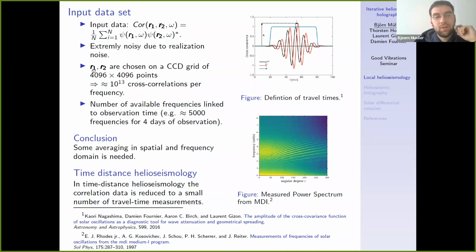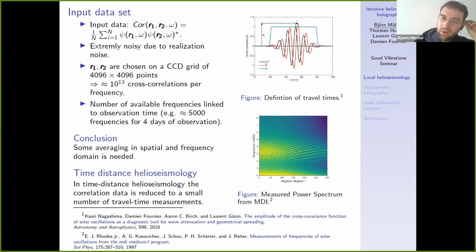So if we have data on a CCD grid with 4K times 4K points, this leads to roughly 10 to the 13 independent cross correlations, and this is for each frequency. The number of frequencies available is linked to observation times. If we have, for example, 4 days of observation, we come out with roughly 5,000 frequencies.